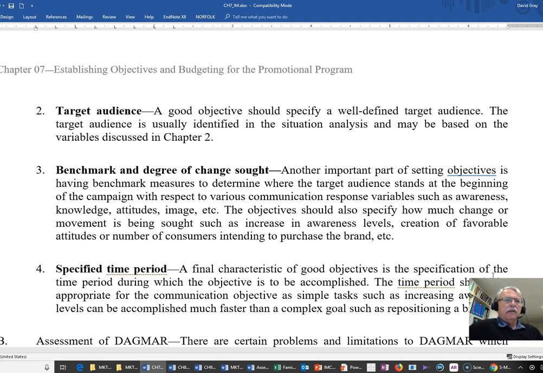So how long is it going to take you to achieve your objectives? For example, if you think that you can achieve the objectives in 3 months, well, that becomes a 3-month objective. So it may be that you want to try and increase the trust level from 3.5 to 4 within a 3-month period. So it needs to be appropriate for the communication objectives.